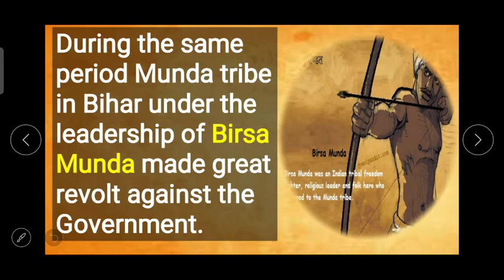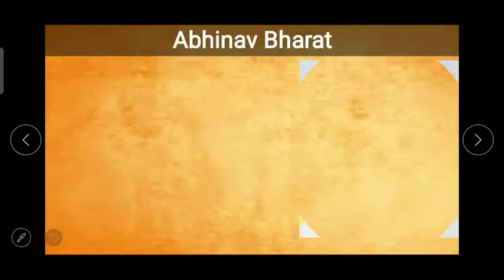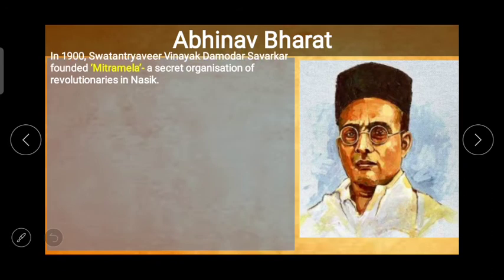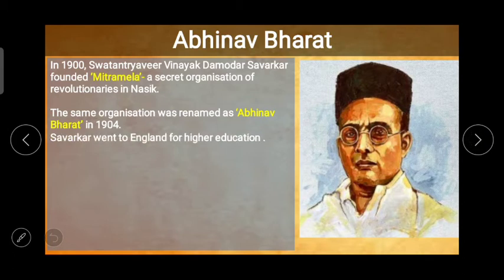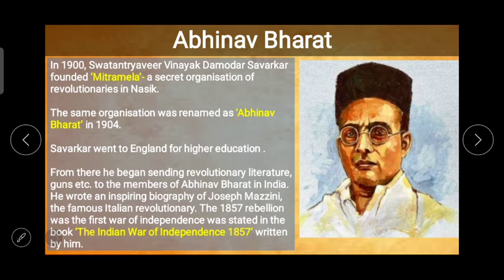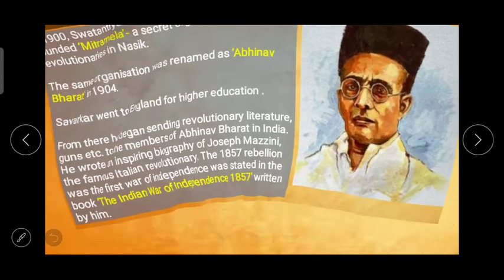Next to that, the role of Birsa Munda in organizing the people against the British rule, the Munda tribe in Bihar, or how he led the Munda tribe. Then the role of Abhinav Bharat, which was started by V.D. Savarkar. Mitra Mela, a secret organization of revolutionaries in Nasik, and then it was renamed as Abhinav Bharat. And then how V.D. Savarkar, after going to England, started sending revolutionary literature and guns to the members of Abhinav Bharat.